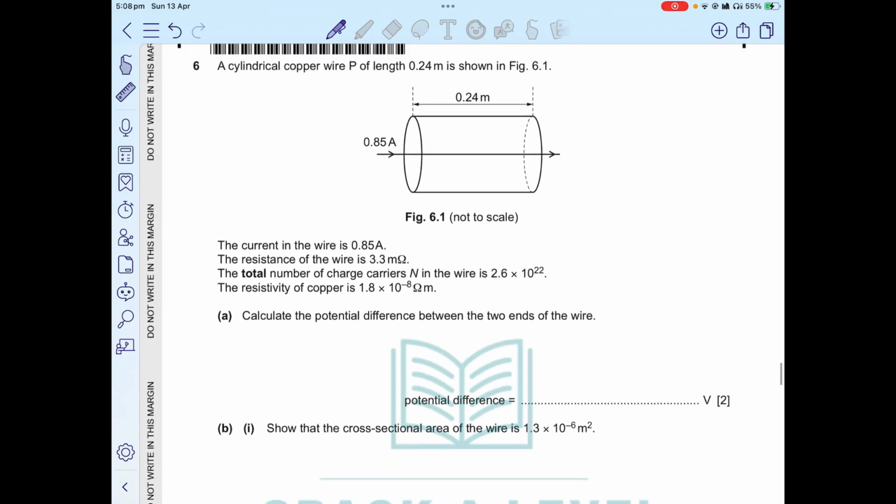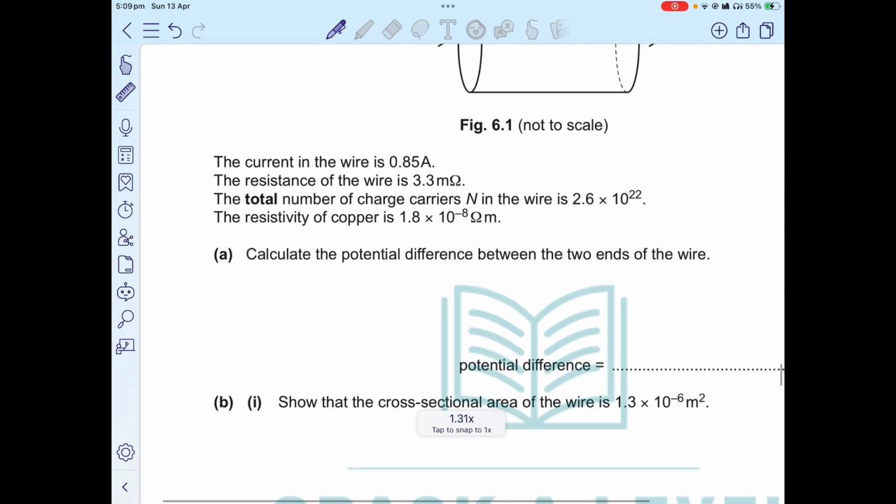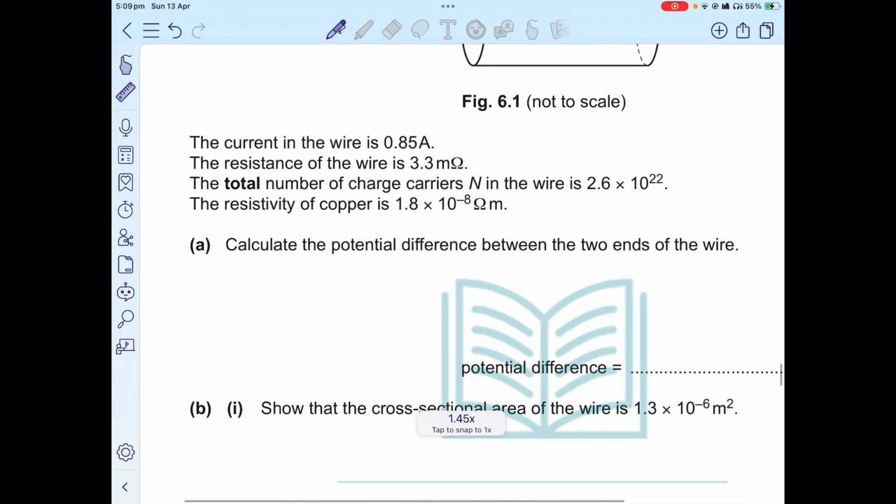A cylindrical copper wire P of length 0.24 meters is shown in figure 6.1. It has an area of 0.858. The current in the wire is 0.858. The resistance is given as 3.3 × 10⁻³. The total number of charge carriers, which is the total number of electrons in the wire, is 2.6 × 10⁻². The resistivity of copper is given. Calculate the potential difference between the two ends.